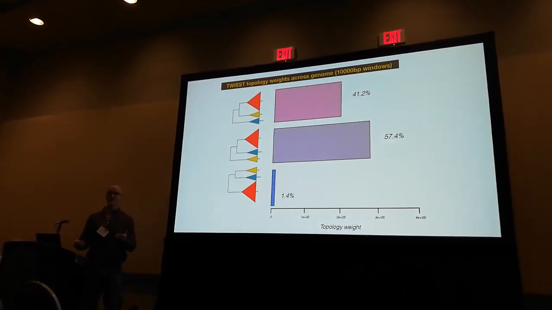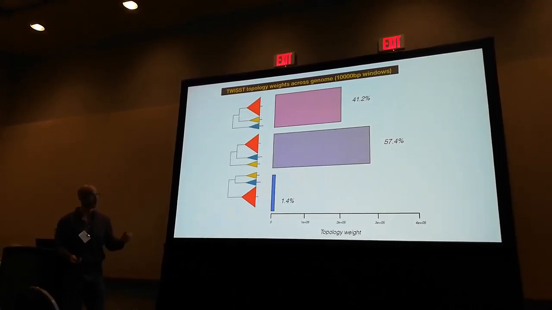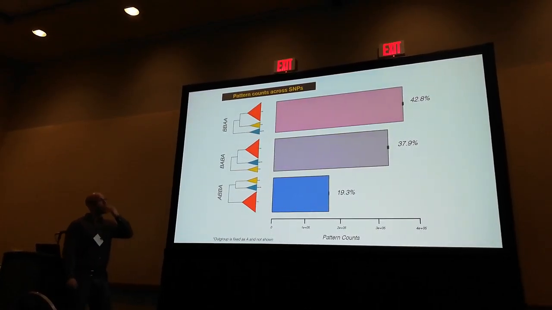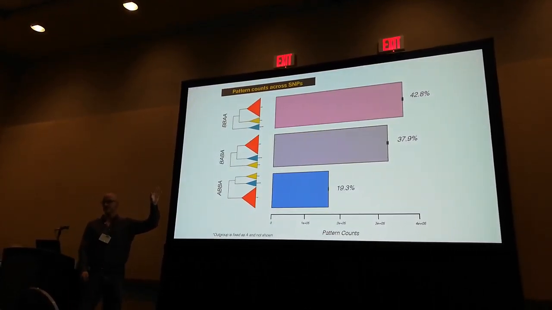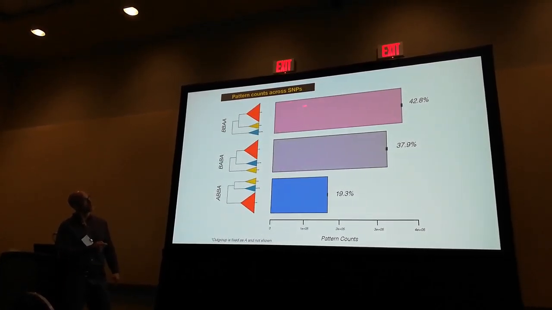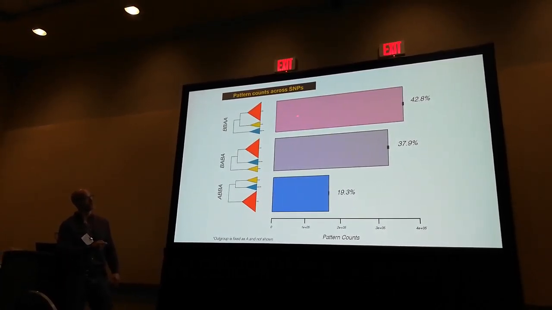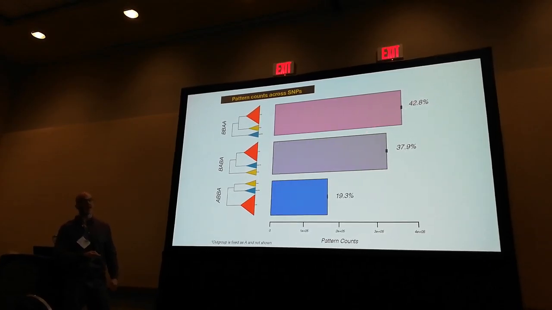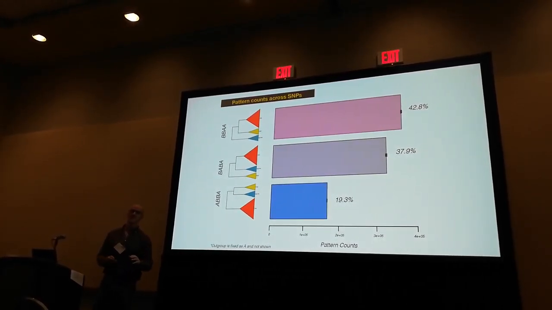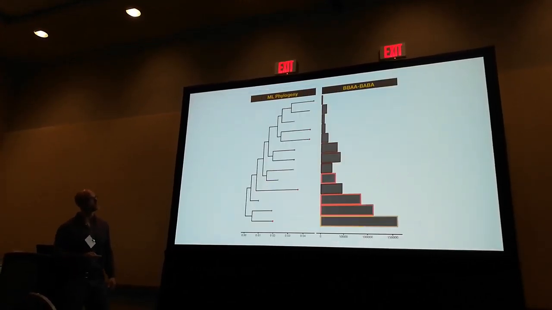And many of you may be familiar, there was a paper that just came out by Simon Martin that found the exact same thing in Heliconius. And if we look at pattern counts across SNPs, we actually find that we do get what we think is the true species topology favored, but it's not that much favored over the introgression topology, only about 5% more. So these guys are really introgressed.